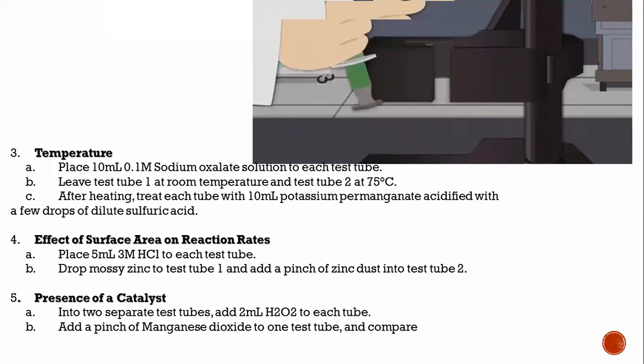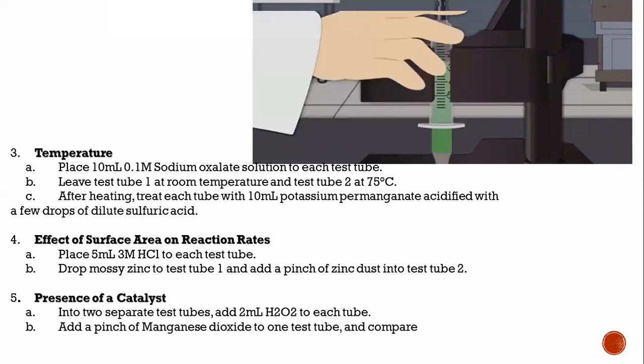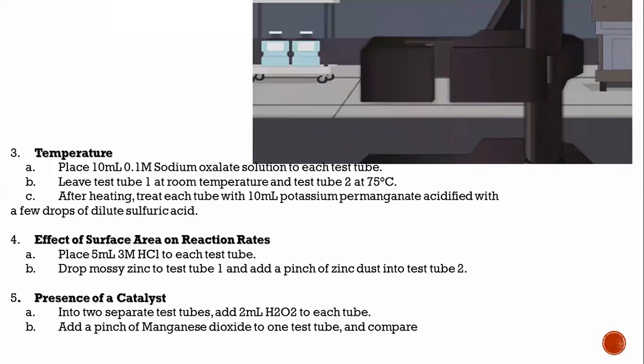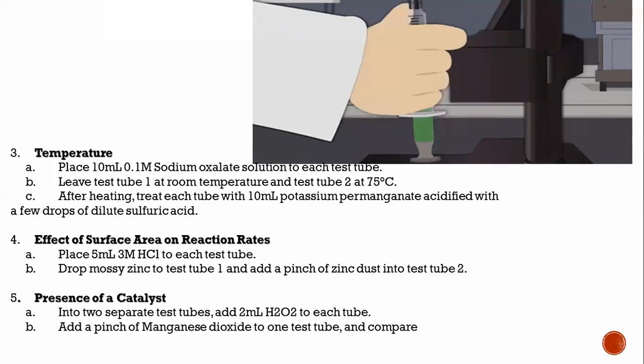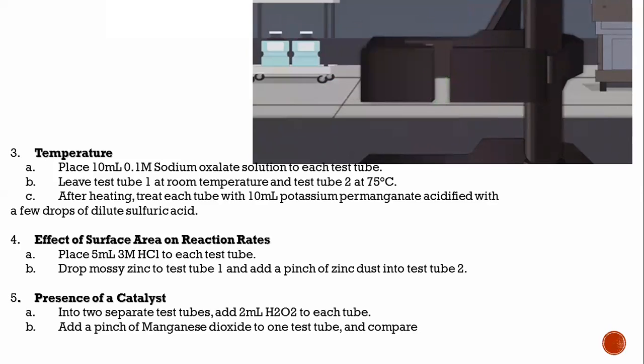4. Effect of surface area on reaction rates. A. Place 5 milliliters of 3 molar hydrochloric acid in each test tube. B. Drop mossy zinc into test tube 1 and add a pinch of zinc dust into test tube 2.